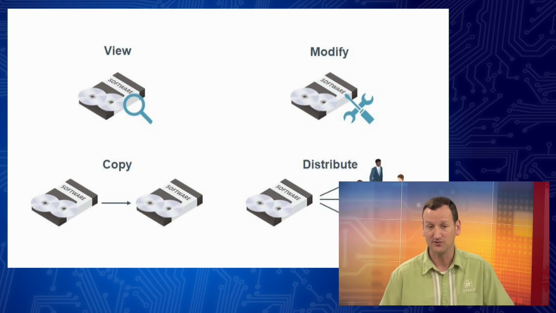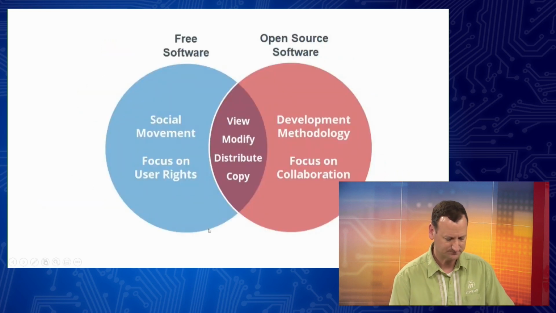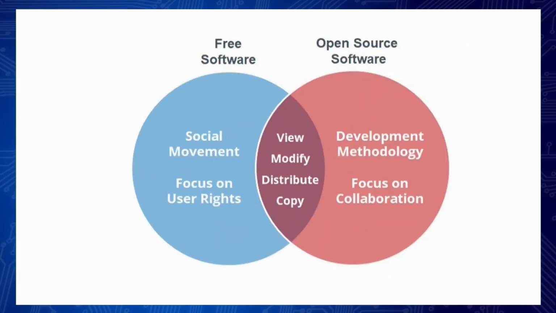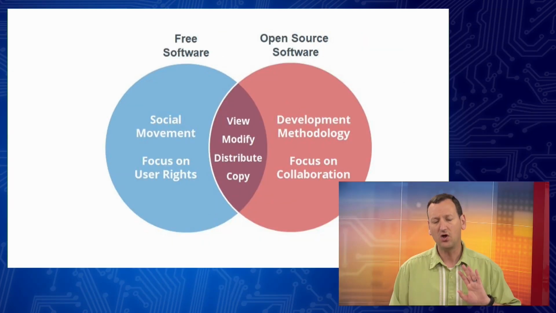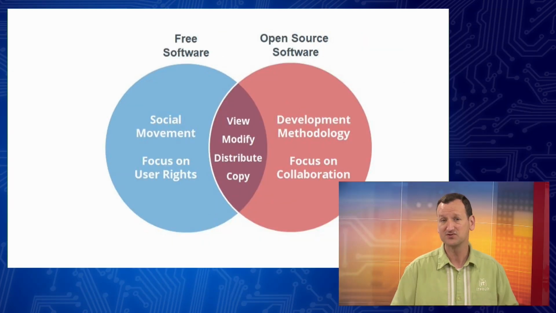Now, I mentioned open source, and open source is a little bit different. Let me do a different diagram here. With free software, that's really a social movement. It's a feeling, a moral set of values that people and culture align with. People want to be able to share what they've created and do it in a way that doesn't put restrictions on people. So this is all built around the idea of user rights, what you are allowed to do. That's what free software is all about.